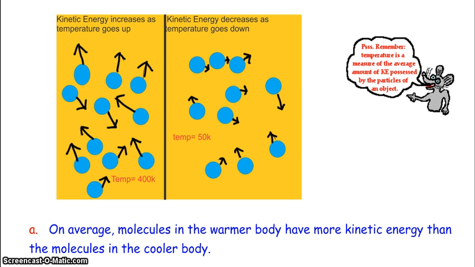On average, molecules in the warmer body have more kinetic energy than the molecules in the cooler body. As temperature goes up, kinetic energy goes up. As kinetic energy goes down, temperature goes down.